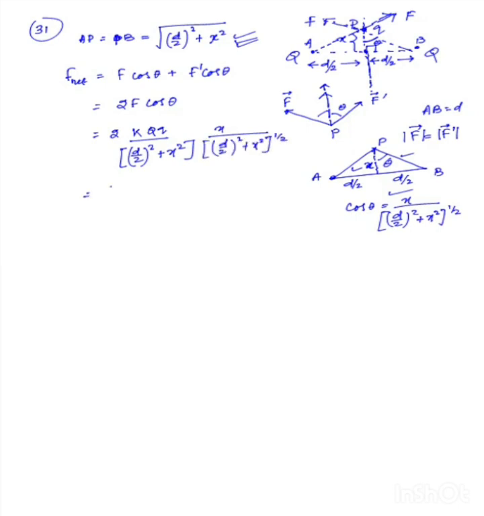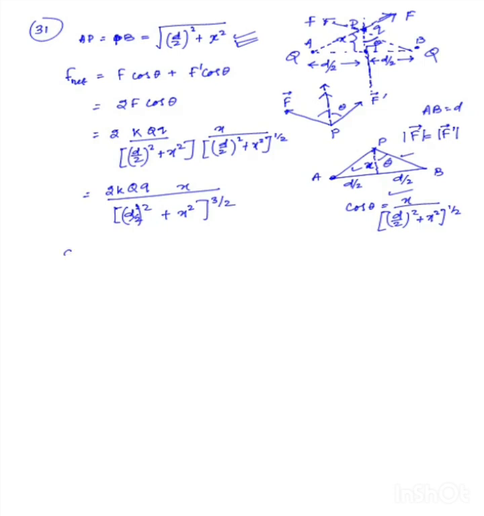So what we find is this is 2kQq times x, that x can stay over there, and then that entire thing divided by d over 2 squared plus x squared to the power 3 over 2. So that is the value of the force that is acting. Now when will that force be maximum? We need to find the position where the force is going to be maximum.